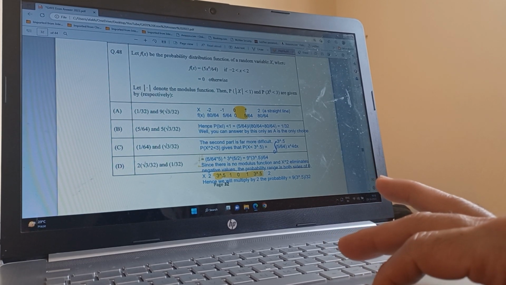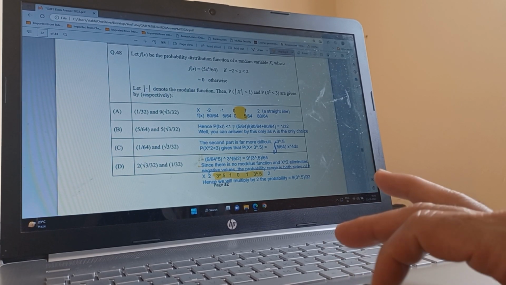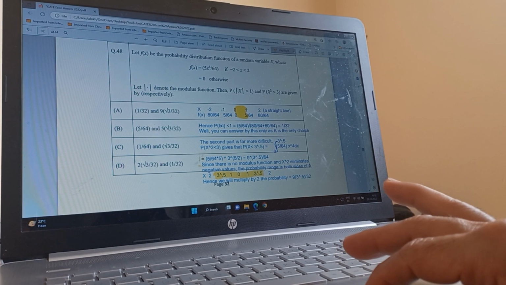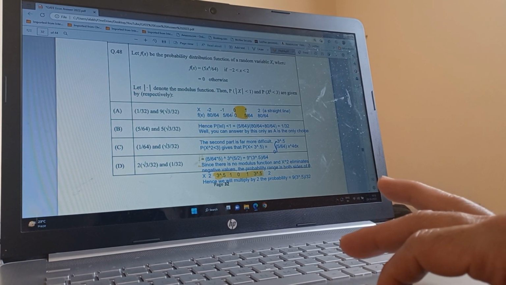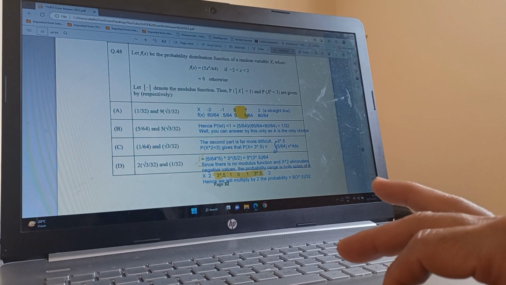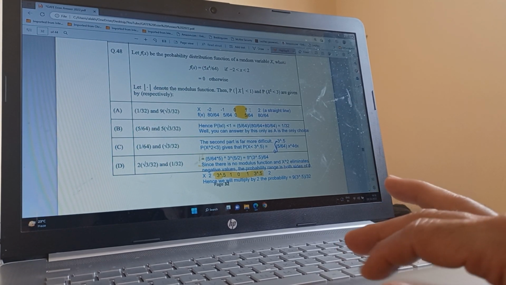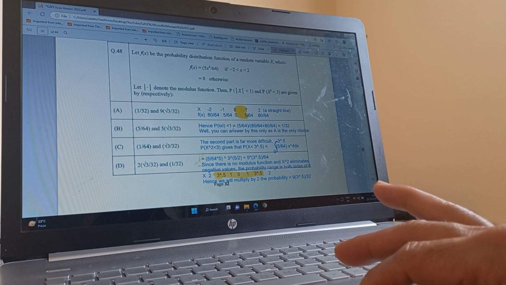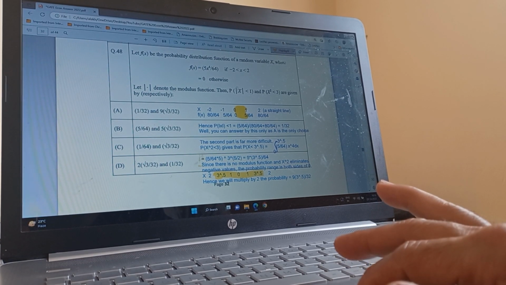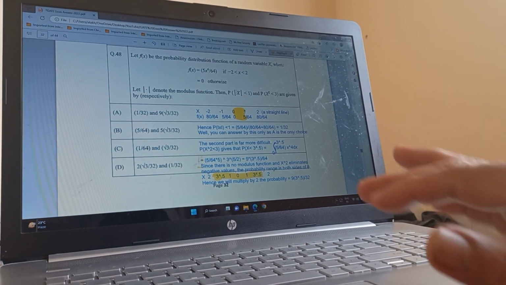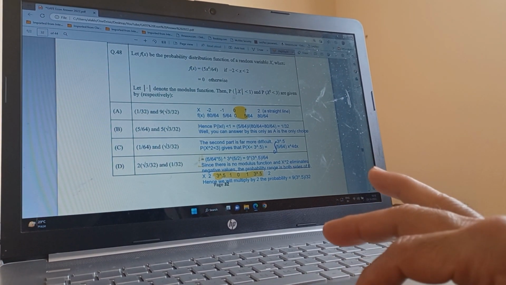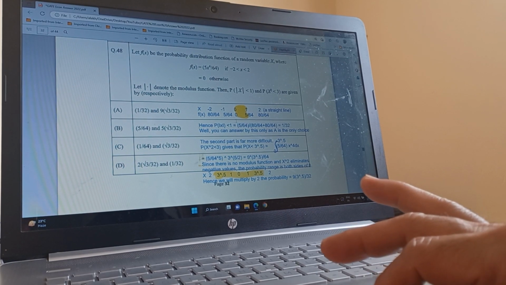Then I go for P(x) less than 1, because it asks to calculate the probability of mod x less than 1. So this becomes the area between 0 and 1, because we always use only the positive values when we are talking about this mod, so we don't use the negative values. So that's why this area covers P(x) less than 1 and greater than 0.